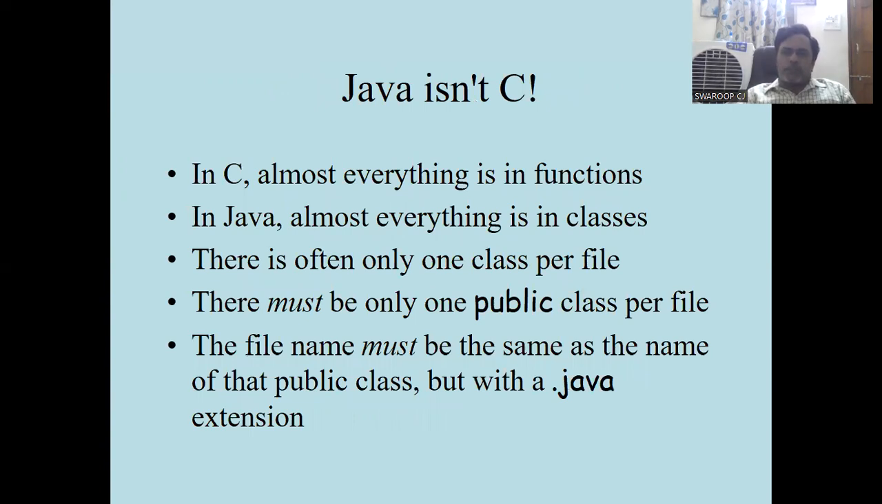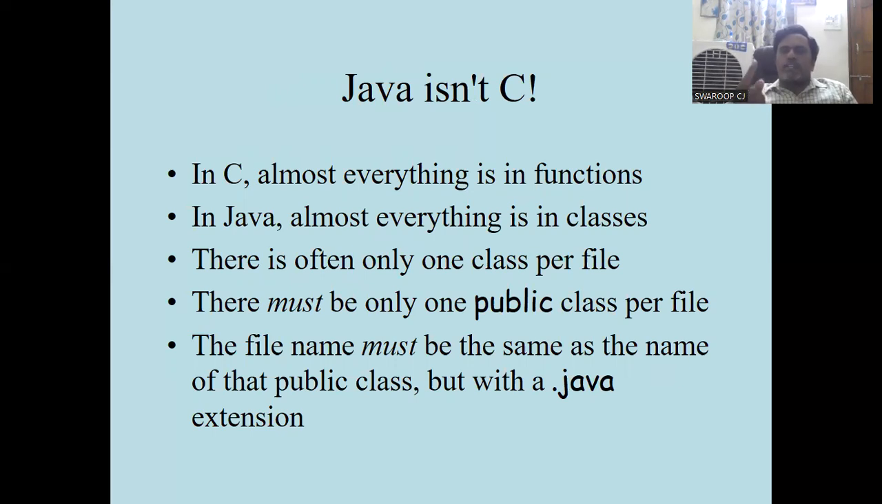Java is based on C. So is Java similar to C? In C, almost everything is a function. But in Java, almost everything is a class. So everything is in classes in Java, whereas in C, everything is in functions. When you write a C program, main is a function, everything is a function. But in Java, every function is written inside a class.